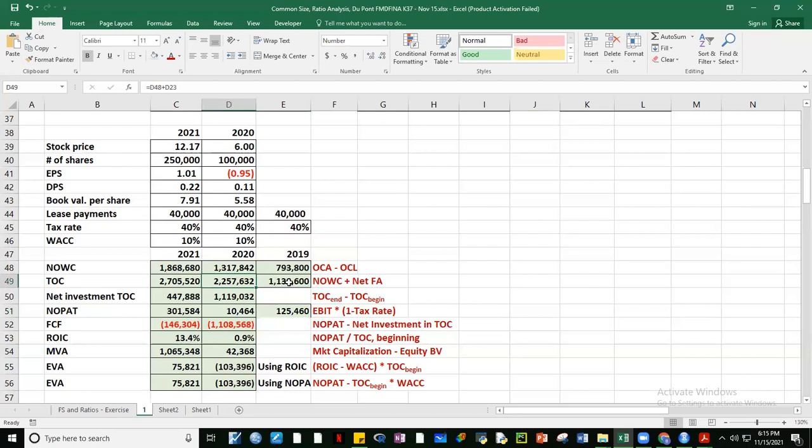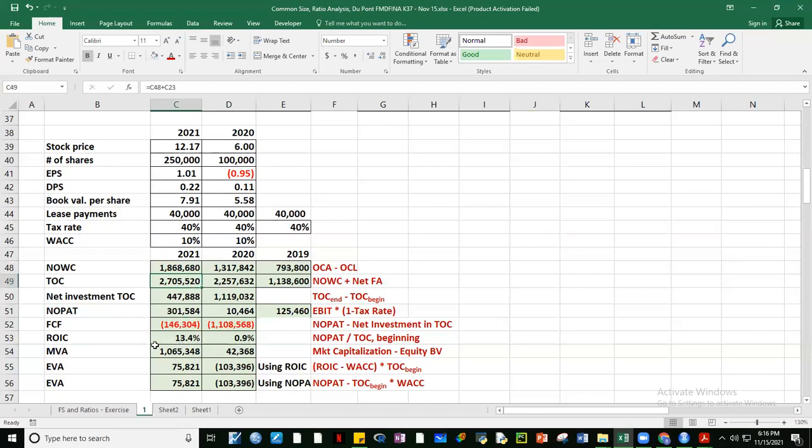Despite the fact that the TOC of 2019 was less than the TOC of 2020. The TOC of 2019 was only 1.14, whereas the total operating capital of 2020 was 2.26. And yet the NOPAT of 2019 was higher. So the company's performance in 2020 was subpar. The highest was in 2021, at 301 million in operating profit for the firm, given an operating capital base of 2.7 million.